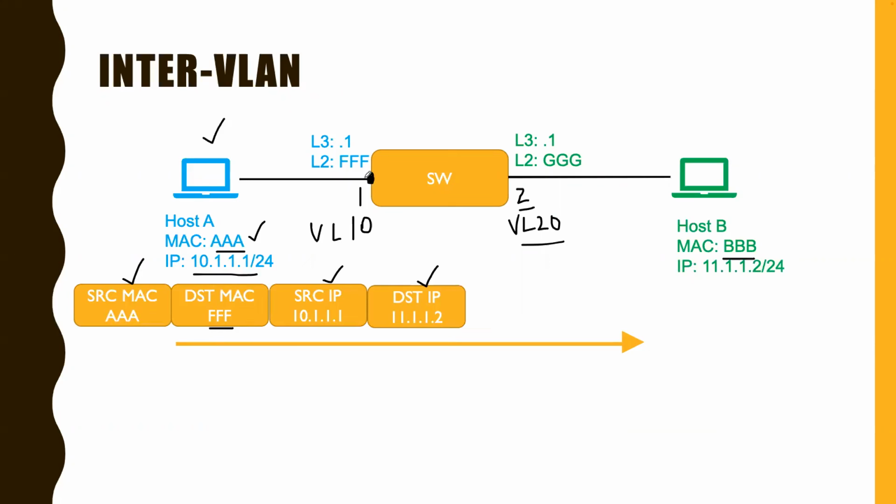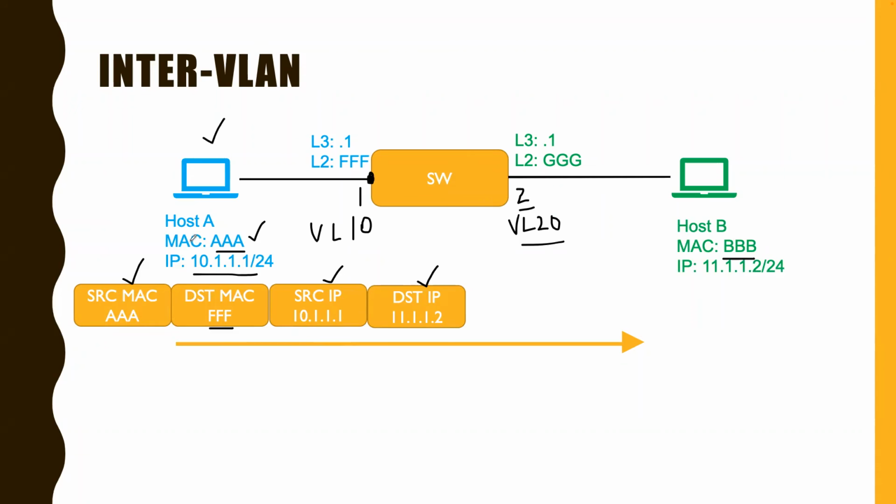Because it is not known to the sender. We don't know the receiver MAC address, so we are searching for the MAC address. We are broadcasting the packet to all connected ports.